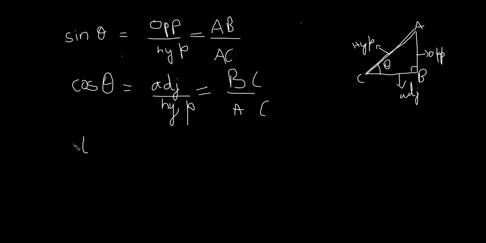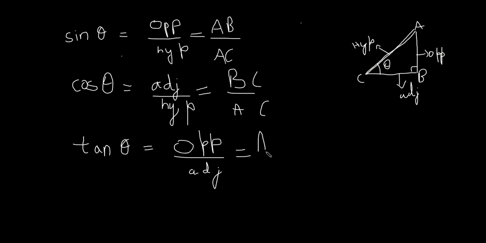Now there's another term, tangent or tan theta, which is the ratio of the opposite side by the adjacent side. Here opposite corresponds to AB and adjacent side corresponds to BC.